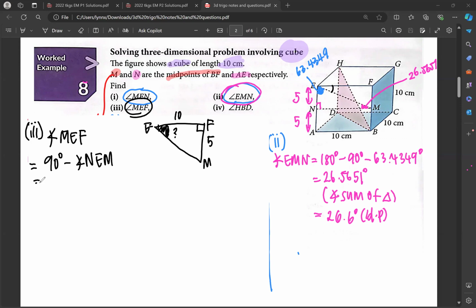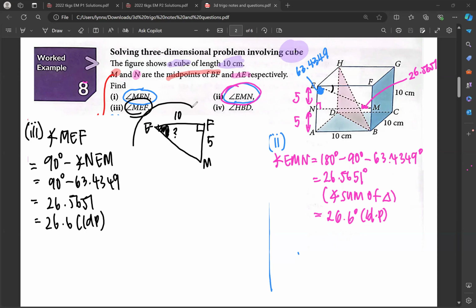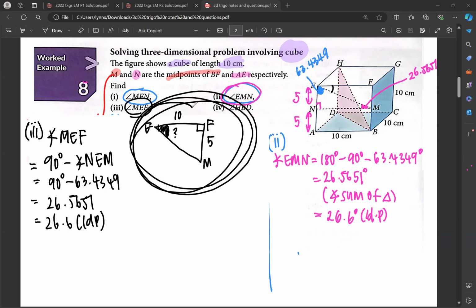And then I'll get 90 minus 63.4349, which is equal to 26.5651, which is equal to 26.6, 1 dp, right? So this is method 1. Method 1 is a very long way. You are wasting time. I won't recommend method 1.